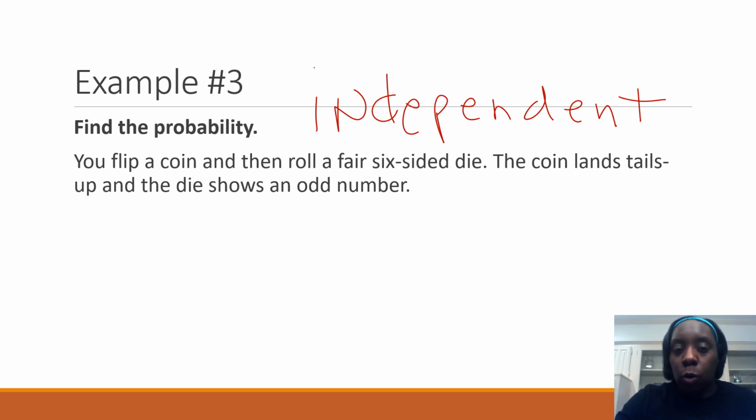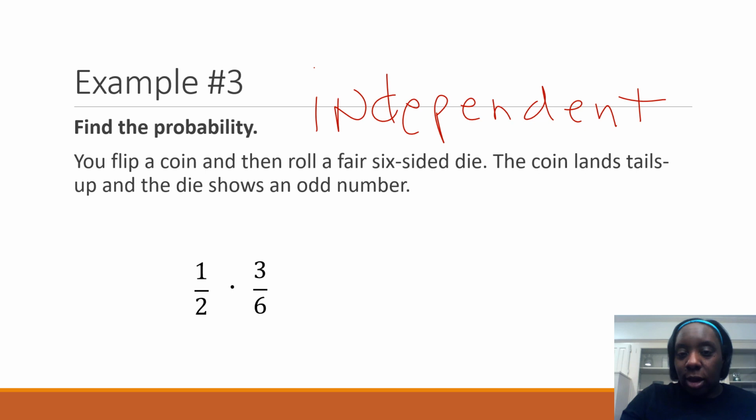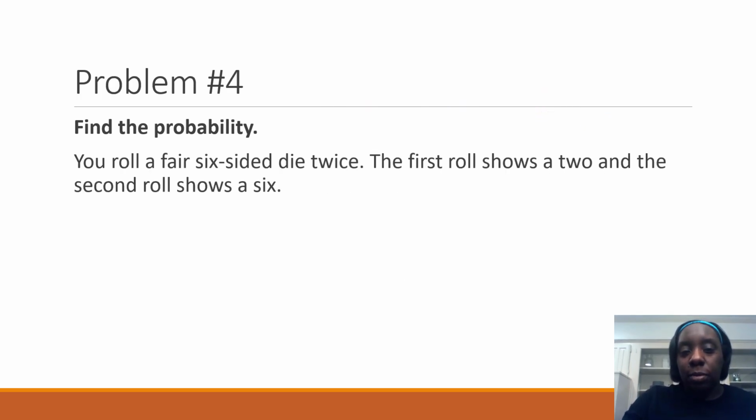So when you flip a coin, whether you get tails or heads, that's 1 out of 2. Very easy fraction. When I roll a fair 6-sided die, and they want it to be odd, half the die is even, and the other half is odd. So I'm going to get 3 out of 6, which is also 1/2. And so when I multiply that out, I get 1/4. There you go.